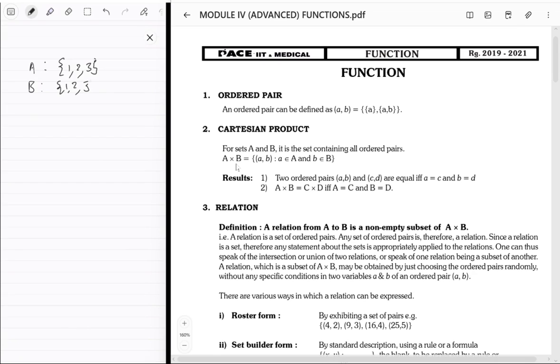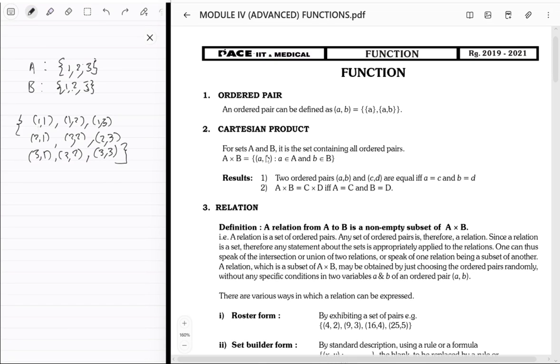So for the cross, first you got 1 over here, you're going to pair up all of them with 1. So it's going to be (1, 1), (1, 2), (1, 3). And then you're going to do the same thing for 2. So (2, 1), (2, 2), and then (2, 3), and then same thing for 3 as well. So (3, 1), (3, 2), and (3, 3). Once you got all these ordered pairs, just put them in a set, and there you go, you got A cross B. Yeah, that's what this definition means.